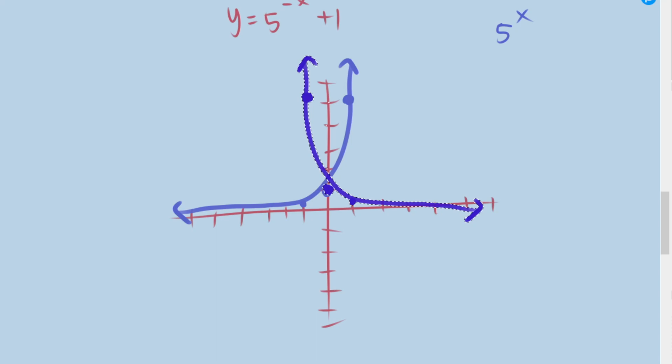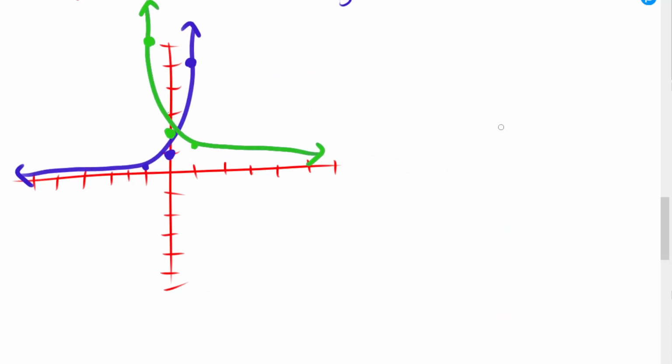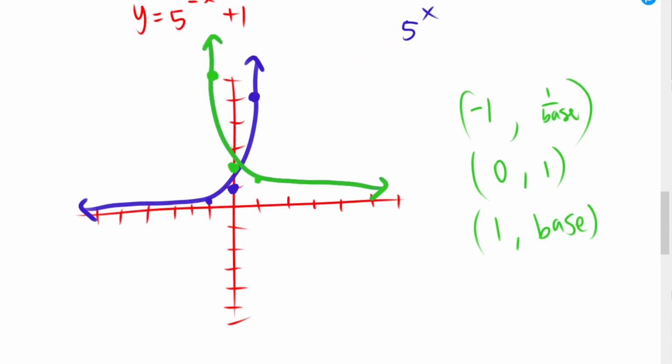So now we have a green graph, but it's also being moved up 1. So let's just take this and scooch it up 1. That is simple enough. When we are graphing exponential functions, we always have a point at negative 1, 1 over our base, for our parent functions at least, and then 0, 1, and then 1, our base. And by base, what I mean is the one that's directly attached to the exponent, like this 5 in this case. Hopefully that makes sense.